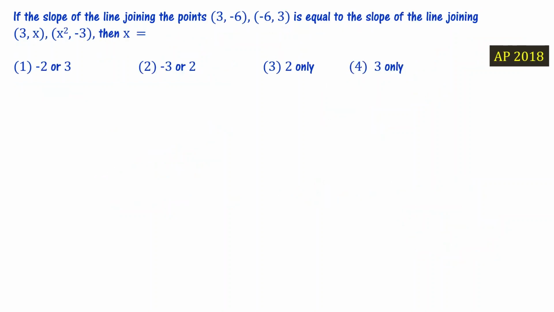If the slope of the line joining the points (3, -6) and (-6, 3) is equal to the slope of the line joining the points (3, x) and (x², -3), then what is the value of x? This question was given in AP POLYCET 2018.